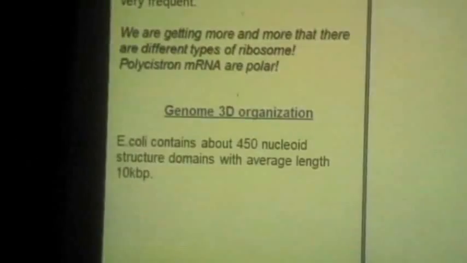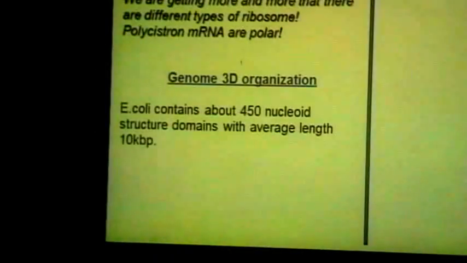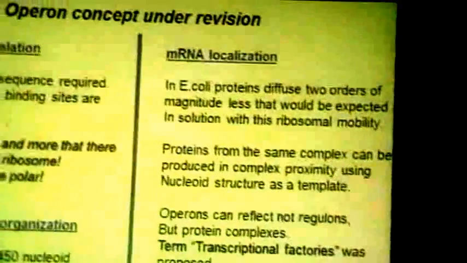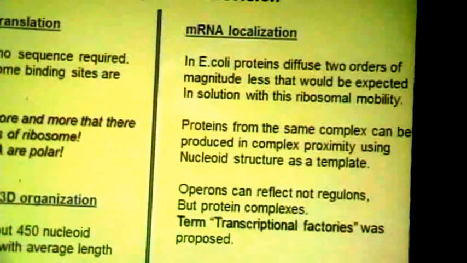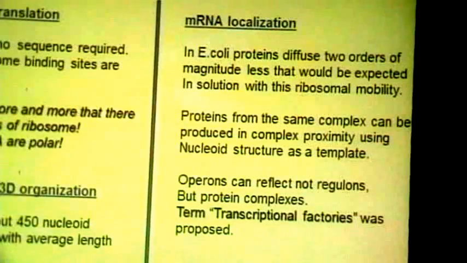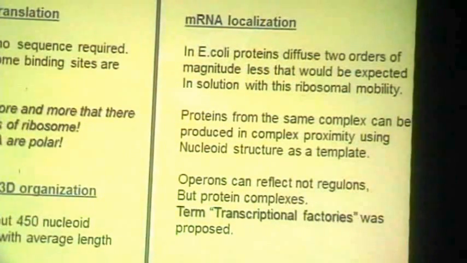What we have to know here is that when mRNA is synthesized, it doesn't go anywhere. It diffuses two orders of magnitude slower than we would expect by simple stochasticity. It still stays in the same place. And this is a nice way, for example, with protein complexes, to use the DNA, the nucleoid structure, to assemble and bring in close proximity proteins which can, at the end of the day, assemble and make a protein complex. So this is a very efficient way to put proteins from the same complex in close proximity. And now the term transcriptional factories is proposed.